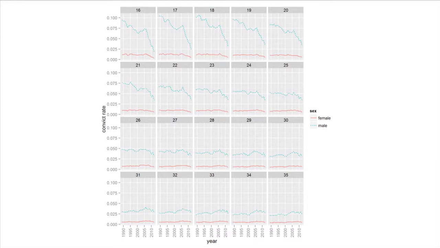Now here you start to see a kind of qualitative similarity, in that once around about the year 2005 was reached, there's been this kind of nosedive of age-specific conviction rates.